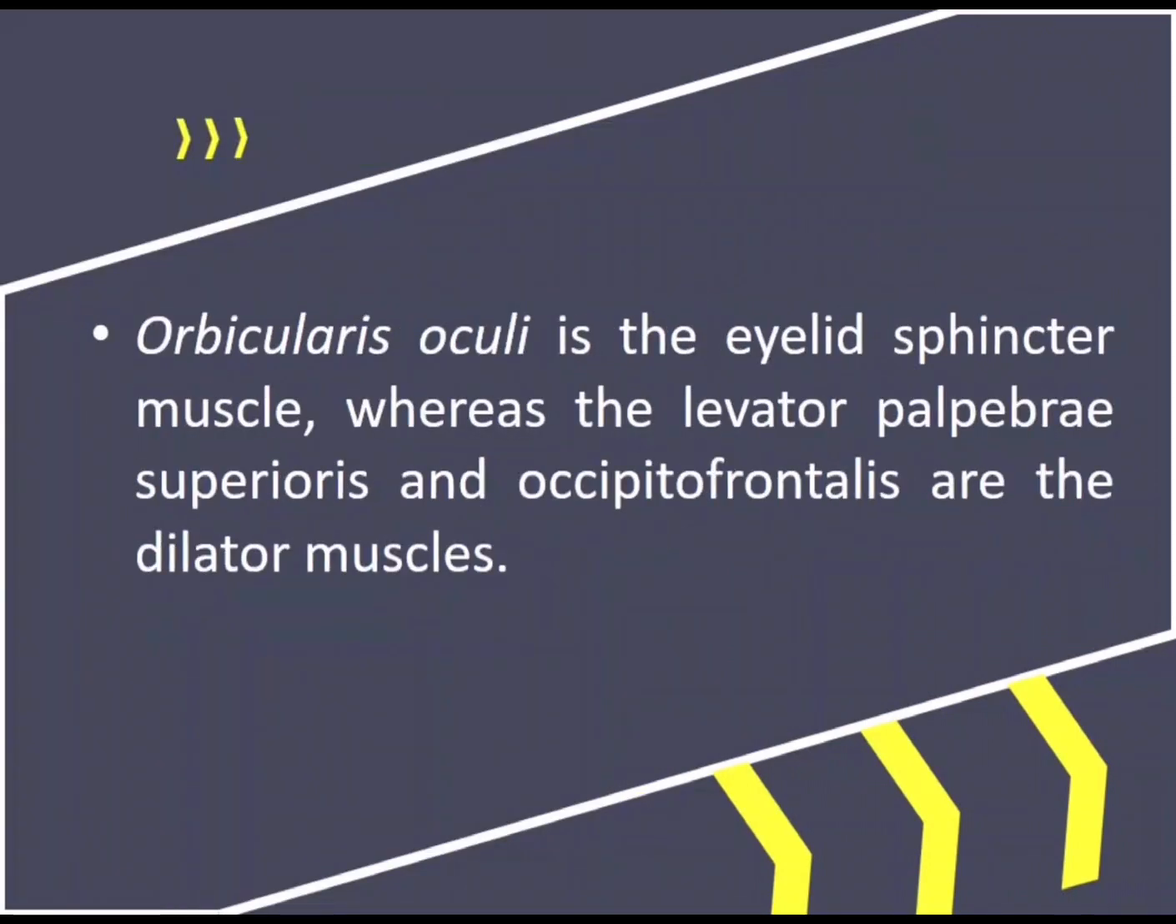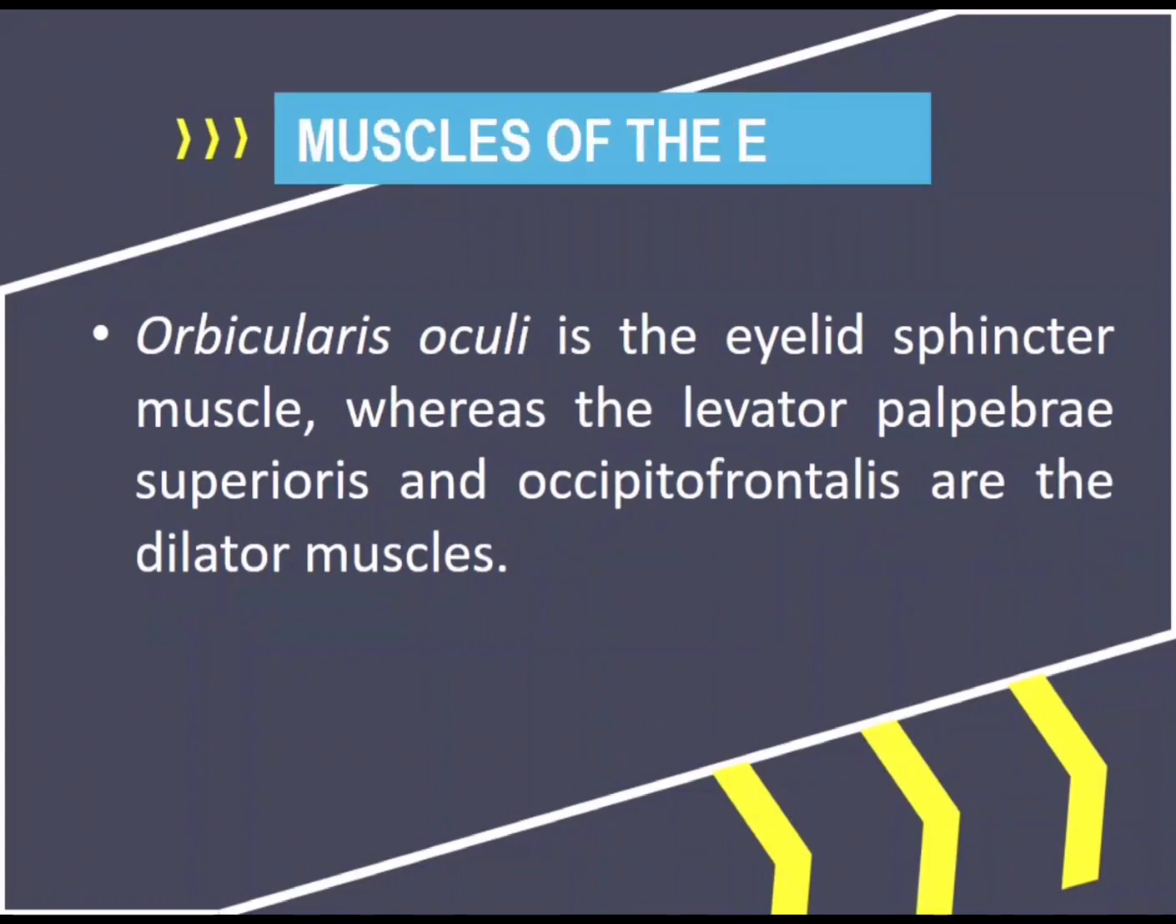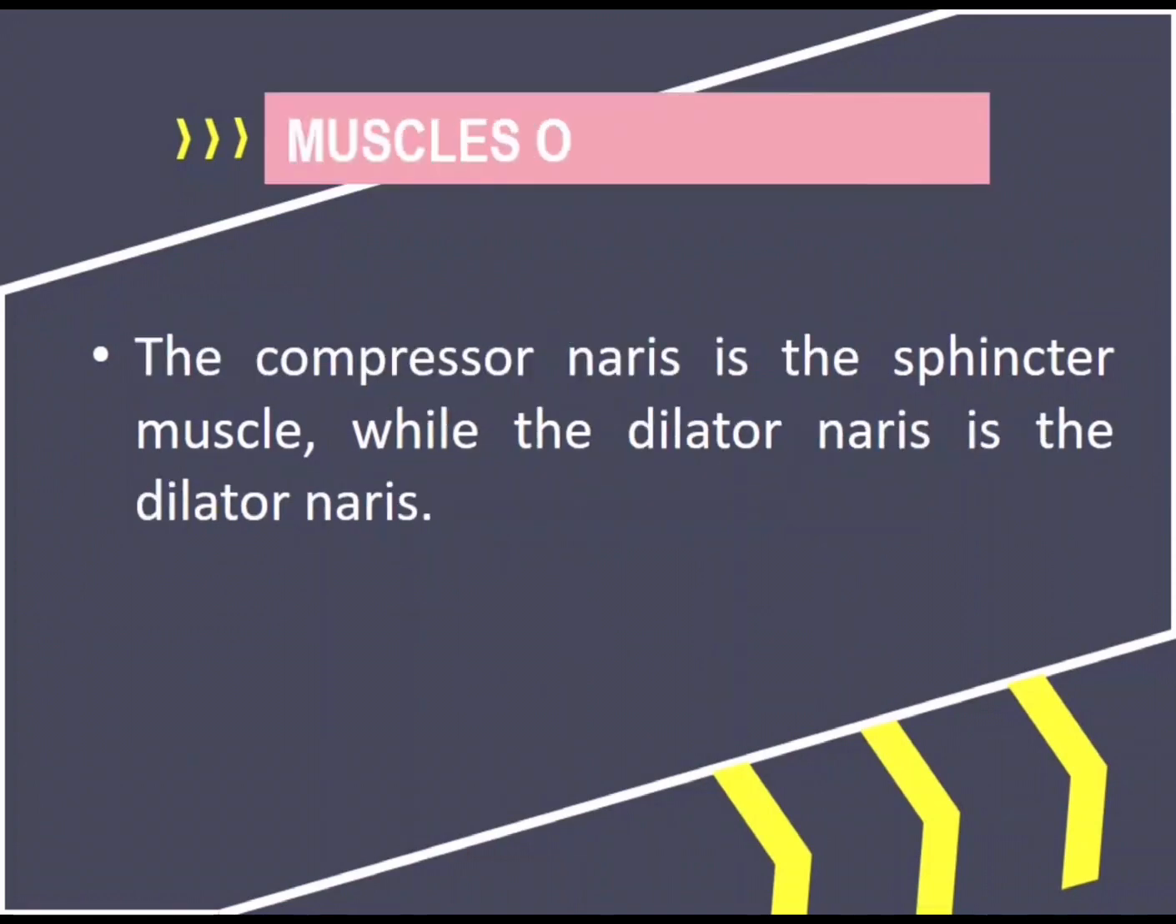Next is the muscles of the eyelids. The orbicularis oculi is the eyelid sphincter muscle, whereas the levator palpebrae superioris and occipitofrontalis are the dilator muscles. Third, we have the muscles of the nostril. The compressor naris is the sphincter muscle, while the dilator naris is the dilator.